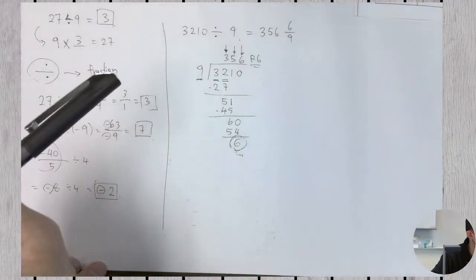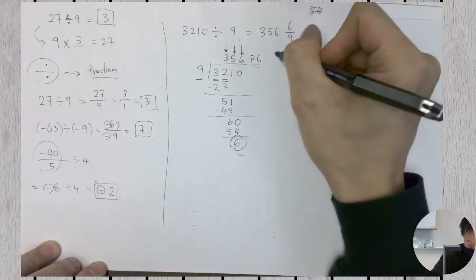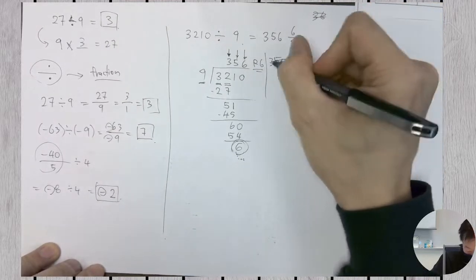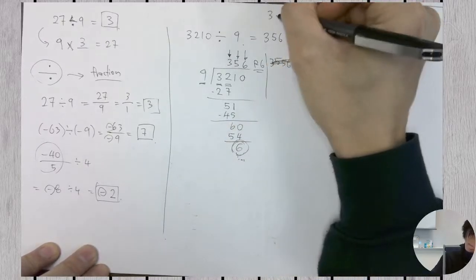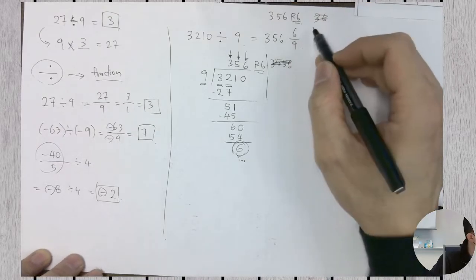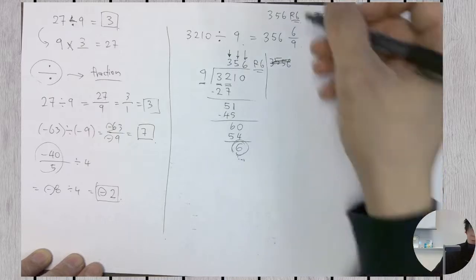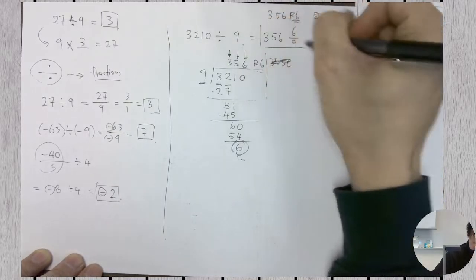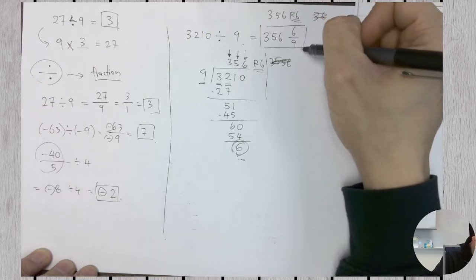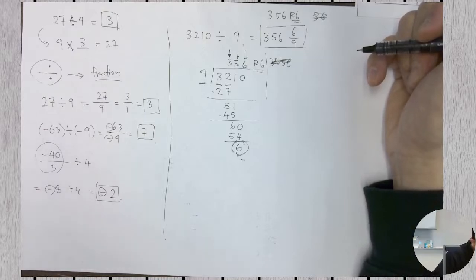If you're simply saying 356 R6, you don't really know what the R6 is from. You don't know it's divided by 9. Okay? So to be proper, please do this. And of course, you can simplify this to what? 2 over 3. Okay? Which we'll learn more about percentage later on.